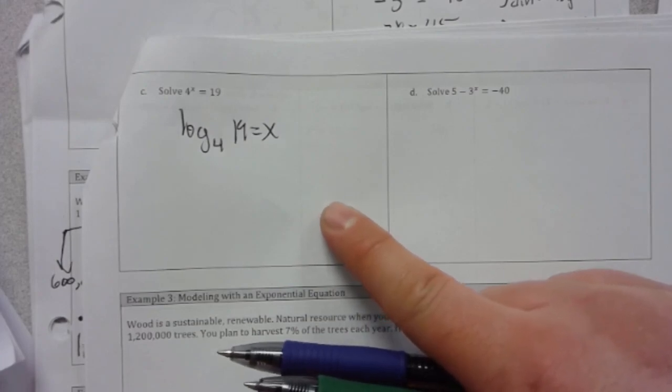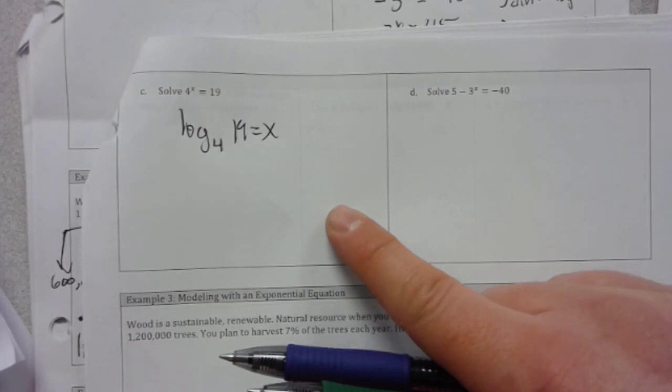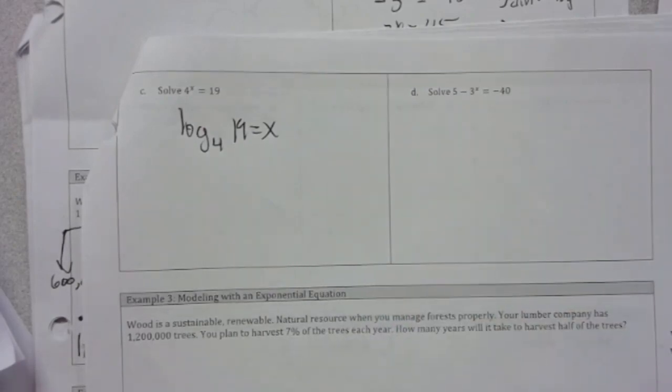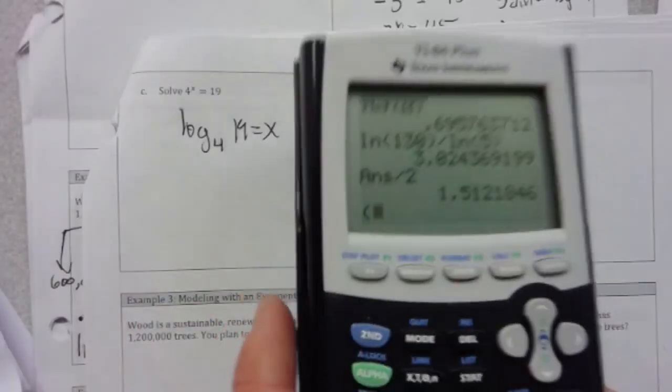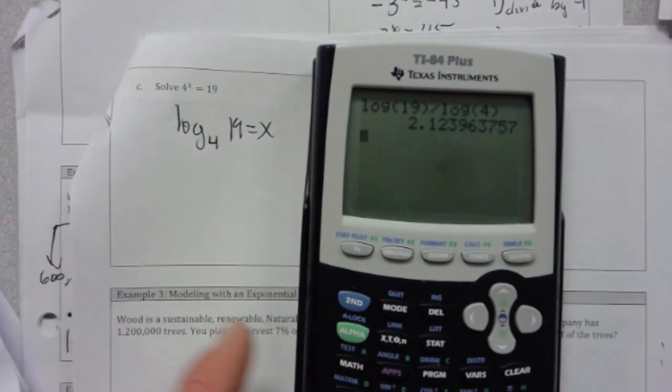Well, 4 squared is 16, 4 to the third is 64. It's going to be between 2 and 3. Is it closer to 2 or closer to 3? Closer to 2, right? Let's try it out. Let's check it out. The common log of 19 divided by the common log of 4. Closer to 2, for sure.